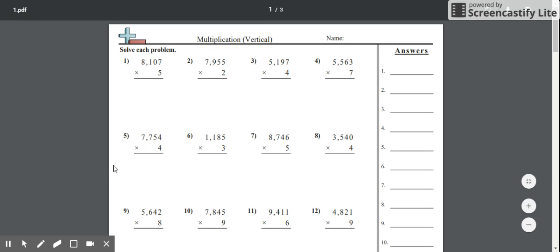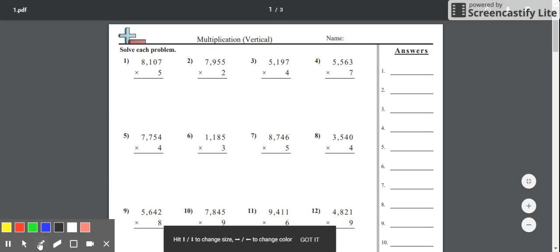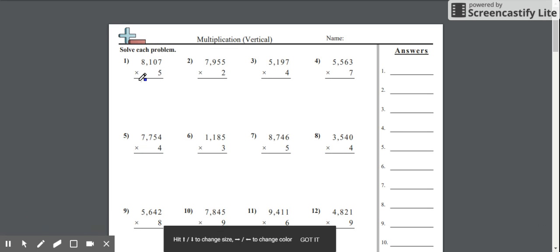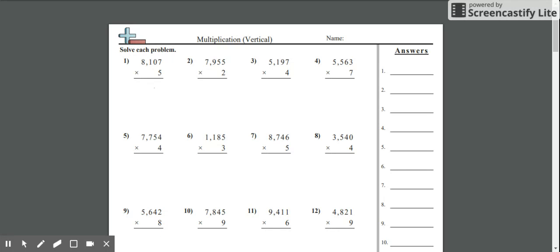So if we look at number one, which is 8,107 times 5, that is the same thing as multiplying 8,107 5 times, or adding 8,107 five times, which would be an extremely long problem. So we're going to do it the easy way.